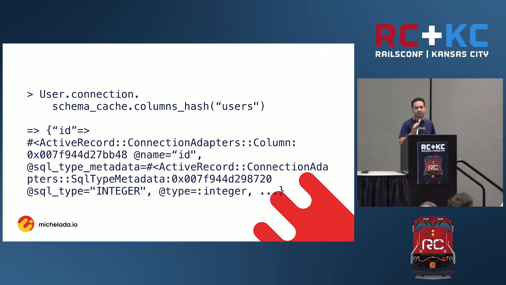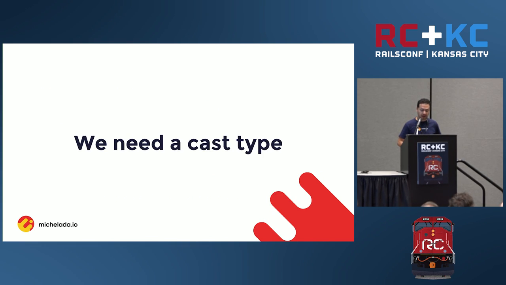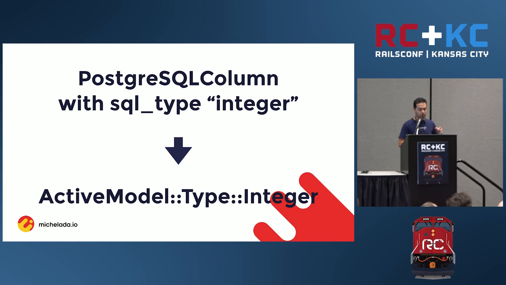Now that we have this understanding, the load schema method also needs to give us a little more information for the Ruby side. Basically, what we are going to need is a cast type. And a cast type is something that will allow us to convert whatever the database is telling us is the data type that we are storing in the database, and what the data type is going to become on the Ruby side.